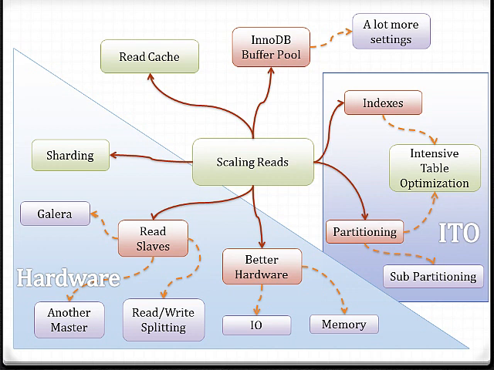So scaling reads. You can certainly see on the PDF, the ways to scale reads are making changes to indexes, partitioning, better hardware, read slaves, sharding, which we'll talk about, read cache, which we have talked about, and the InnoDB buffer pool, which also includes other settings. The indexes and partitioning I've just finished because I've shown you how to do intensive table optimization. That's done. Read cache is done. So I'm going to address the other parts, and sharding is at the end as well.